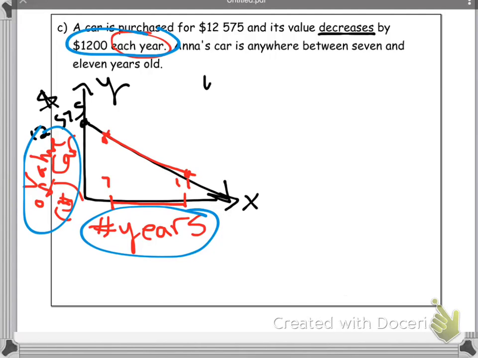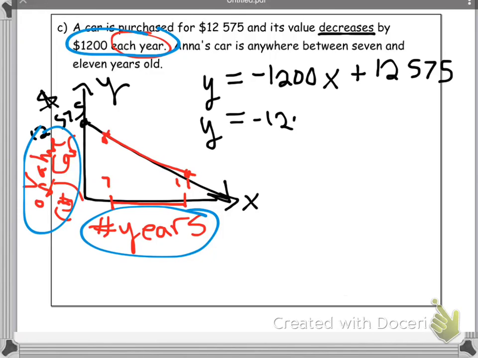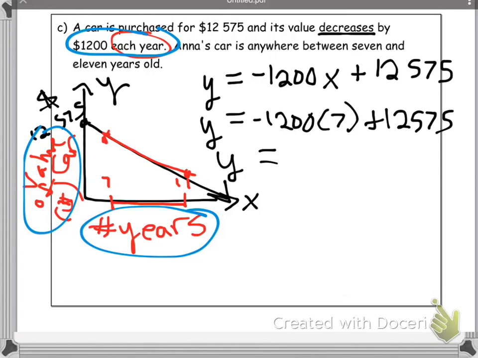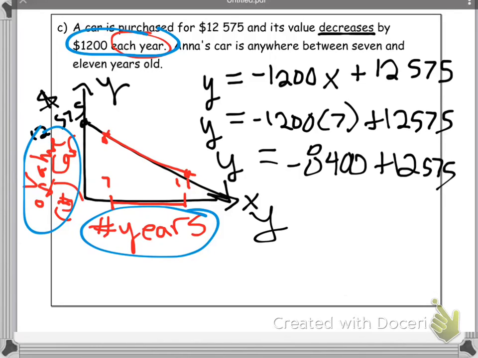Our equation was y equals negative 1,200 x plus 12,575, because you have the 12,575 and then it decreases $1,200 for every year. So when x is 7, 1200 times 7, and I'll make it negative 8400 plus 12575 is $4175.